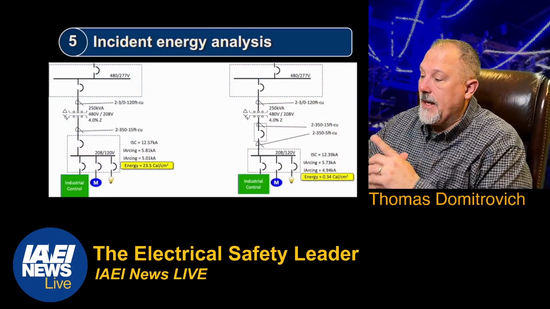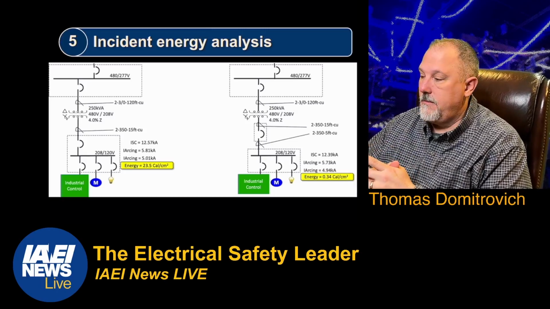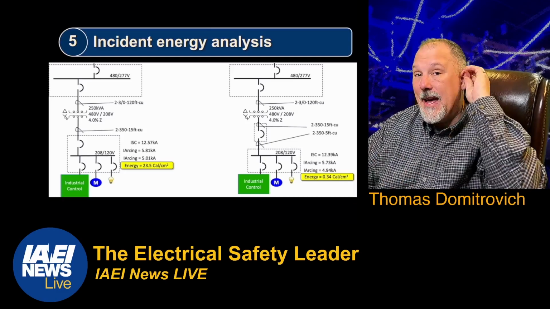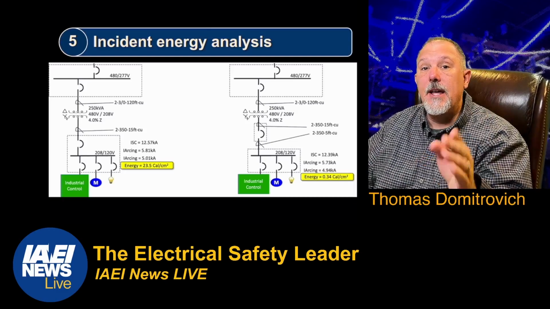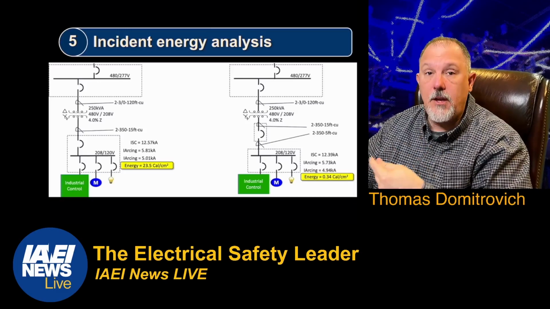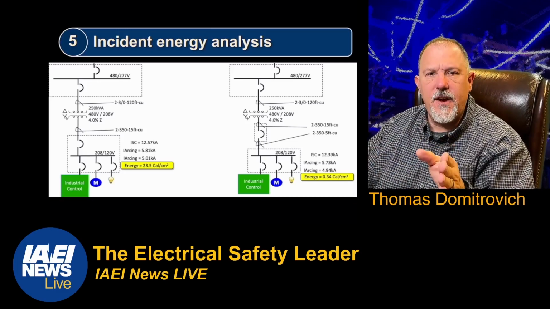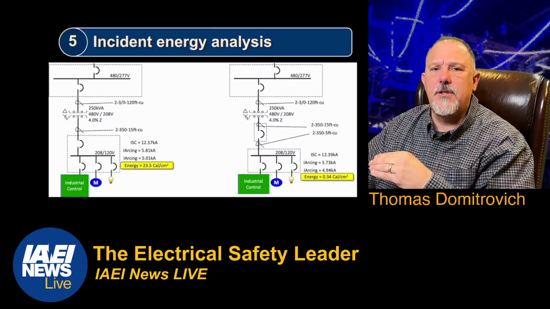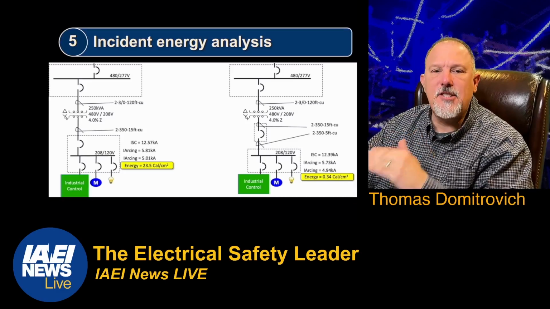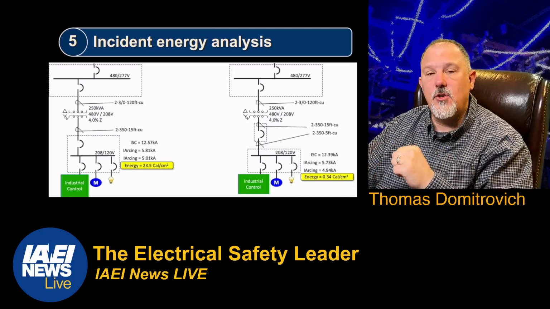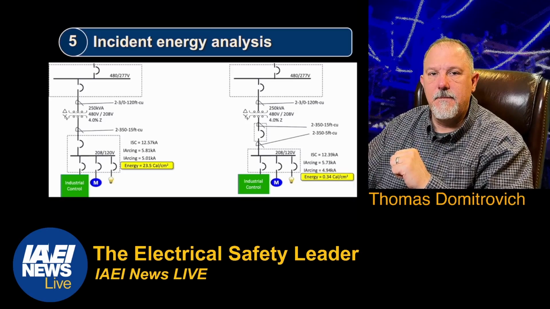So the incident energy in the far left one is 23.5 calories per centimeter squared. Imagine justified energized work. Imagine you have to establish an electrically safe work condition. You think you turned the right breaker off, but now you have to verify absence of voltage. And you've got to go through the whole process for establishing an electrically safe work condition. You still have to dress for success. You're going to be dressing for 23.5 calories.